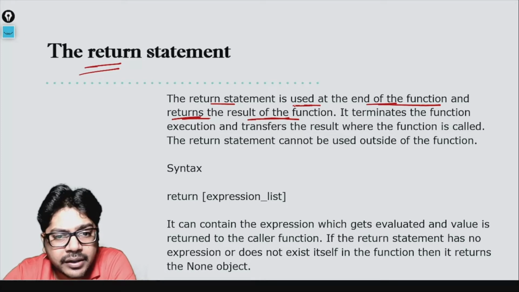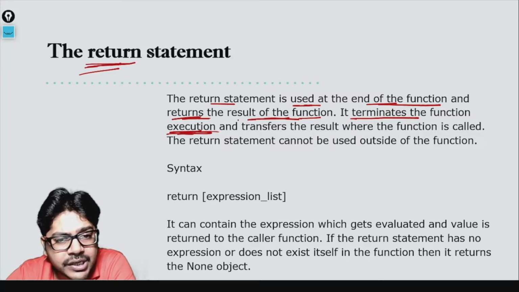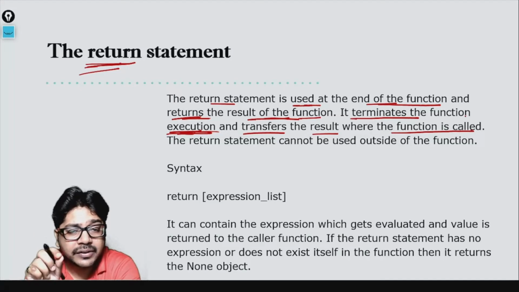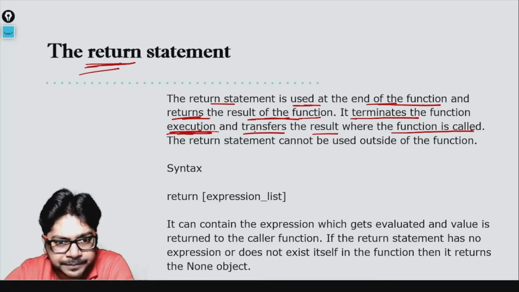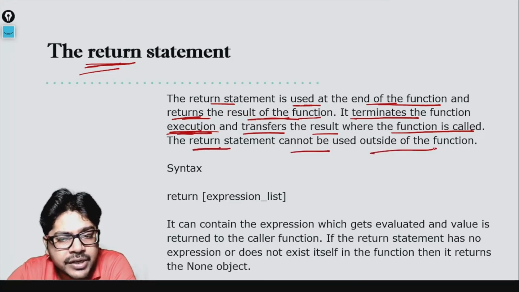Okay, so it returns the result of the function, and it terminates the function execution. Once the return statement has been encountered, it terminates the function execution. The function execution stops there and transfers the result to where the function was called from. We just saw how the transfer is happening. And the return statement cannot be used outside the function. You cannot write a return statement outside a function.